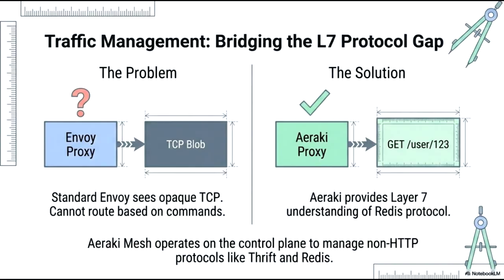The challenge in modern service meshes often lies in handling non-HTTP traffic. As we see on the left, a standard Envoy proxy typically views these protocols as opaque TCP blobs. Because it lacks layer 7 visibility, it cannot interpret specific commands or payloads, which prevents it from performing intelligent request-level routing for protocols like Redis or Thrift.